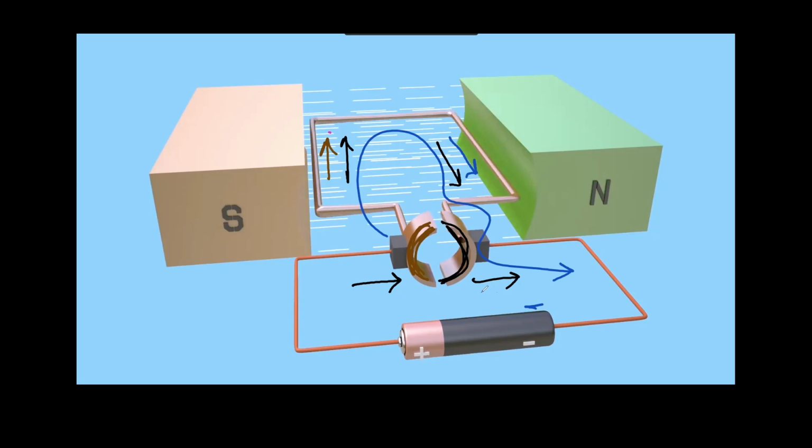Do we understand that this change in direction of current is actually done or helped by the split ring, because it has a cut at the center? So it actually detaches itself from the first carbon brush and then connects itself to the second one. That's how it's working. Do we understand this idea?